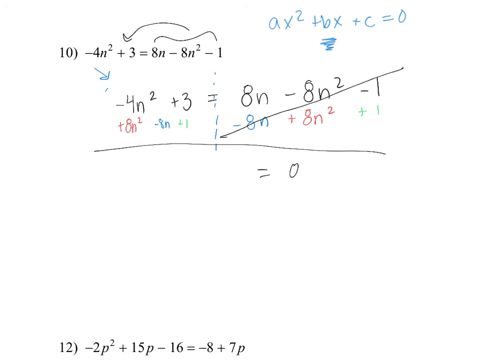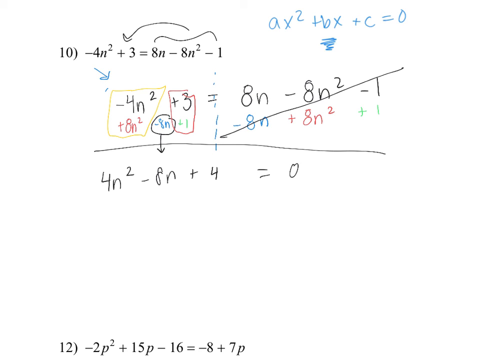My first set of like terms is here. -4n squared plus 8n squared gives me a positive 4n squared. Then, because this -8n doesn't have any like terms, I'm just going to bring that down. So I'm going to say -8n. And then finally, we need to combine these like terms, which is 3 plus 1, and gives me a positive 4. So now I am in standard form, and I am set equal to 0.